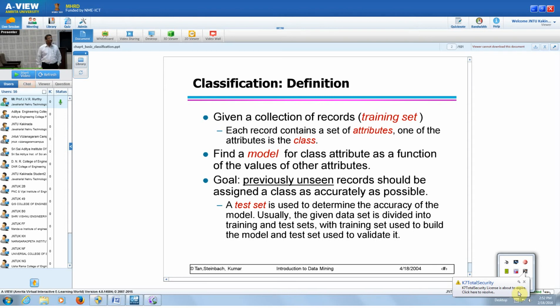So, in your curriculum, what we are studying is a decision tree.